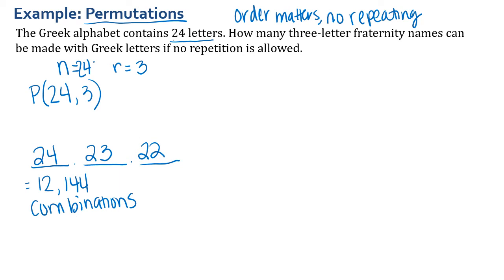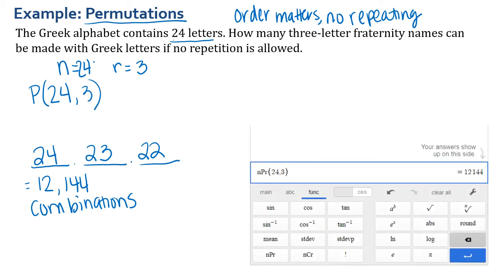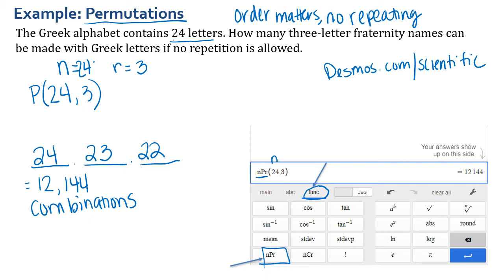The other thing is you can always use technology as well. So I'm going to show you a picture of me using Desmos on this. In Desmos, they have this as an actual function, the permutation. You're going to click, when you're in the scientific calculator for Desmos, that's at desmos.com/scientific, if you choose the function tab, you can find this nPr. That's the permutation formula. That'll come up and you'll put the N value first, followed by the R value, so 24, 3, and you can see we get that same answer of 12,144.